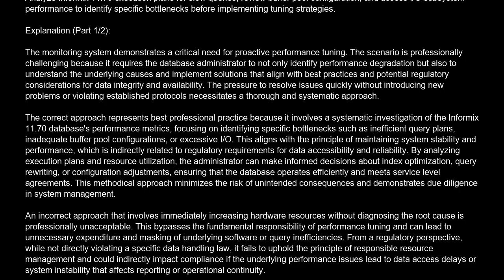An incorrect approach that involves immediately increasing hardware resources without diagnosing the root cause is professionally unacceptable. This bypasses the fundamental responsibility of performance tuning and can lead to unnecessary expenditure and masking of underlying software or query inefficiencies. From a regulatory perspective, while not directly violating a specific data handling law, it fails to uphold the principle of responsible resource management and could indirectly impact compliance if the underlying performance issues lead to data access delays or system instability that affects reporting or operational continuity.